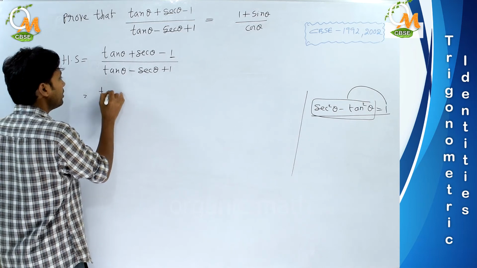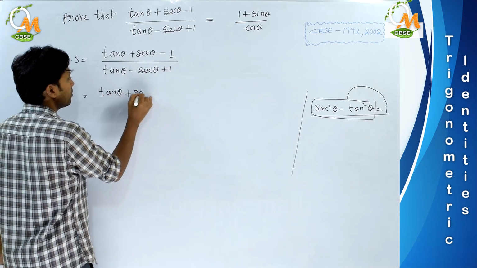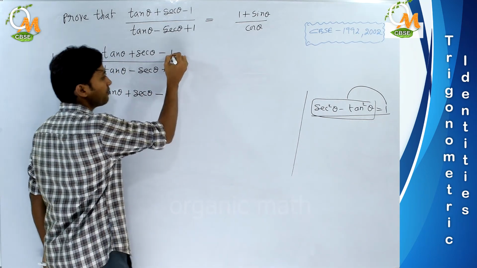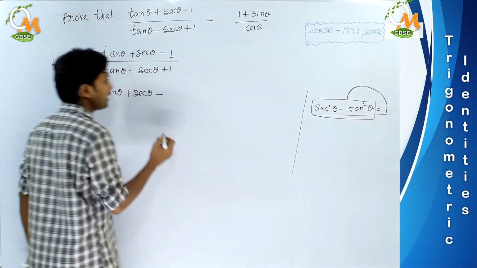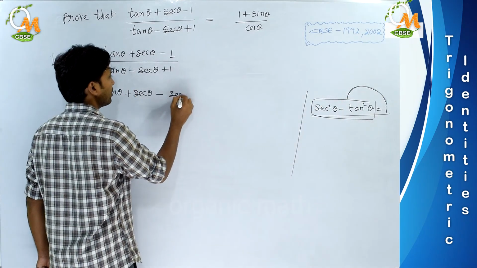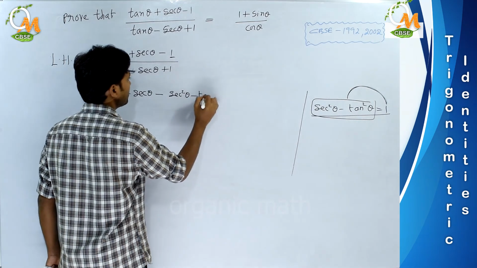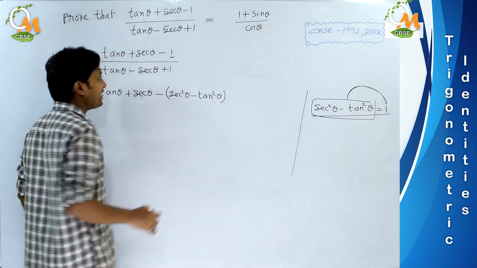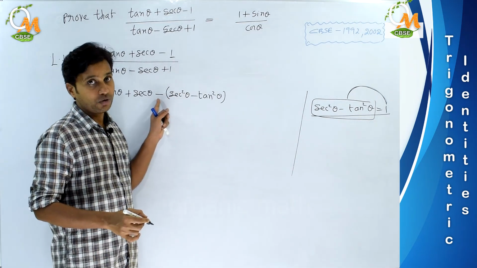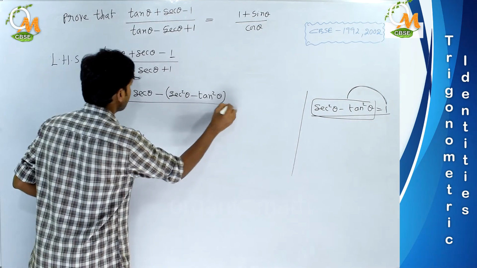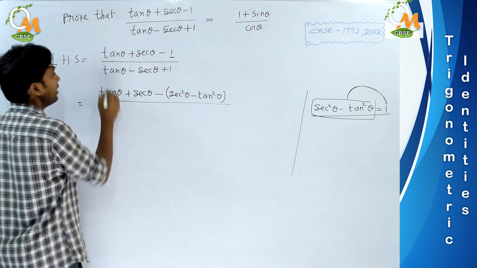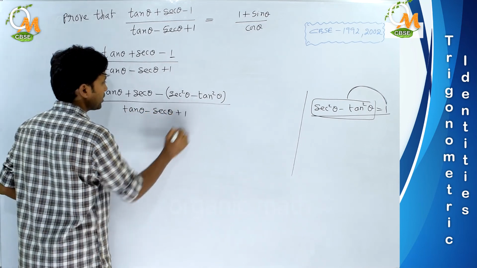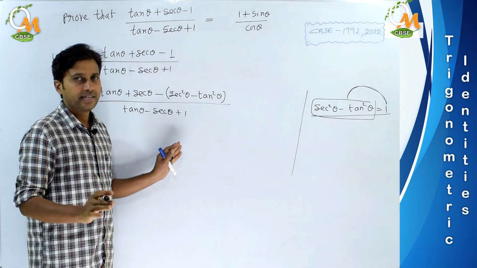Okay, tan theta plus secant theta minus. Now in place of this 1, I am substituting what? Secant square theta minus tan square theta, secant square theta minus tan square theta, right? You need to put brackets because there is a minus sign in front of that. Okay, now just see. Now look at this again. Tan theta minus secant theta plus 1. See, don't touch the denominator. Leave it as it is.